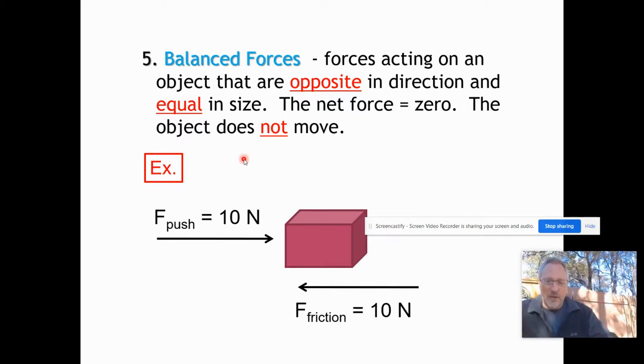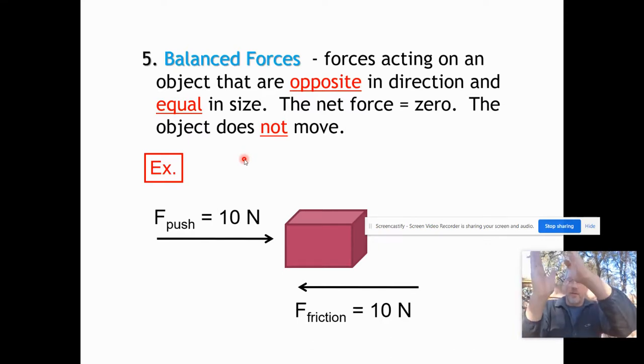I'm gonna get this. There's just a little tree is all I got, so I'm trying to get in between this tree. So there's 10 newtons of force going to the right, 10 newtons going to the left. They balance each other out. It's completely equal.